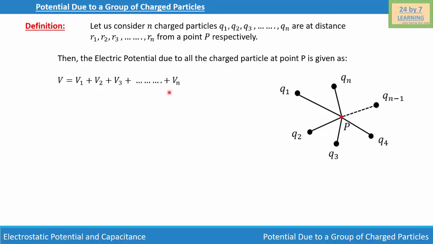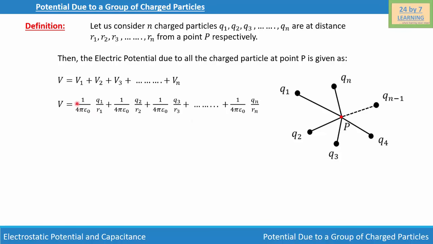Now let's substitute the values. So if we do that, we will write V is equal to 1 over 4 pi epsilon 0 q1 over r1 plus 1 over 4 pi epsilon 0 q2 over r2 plus 1 over 4 pi epsilon 0 q3 over r3 plus ... plus 1 over 4 pi epsilon 0 qn over rn.